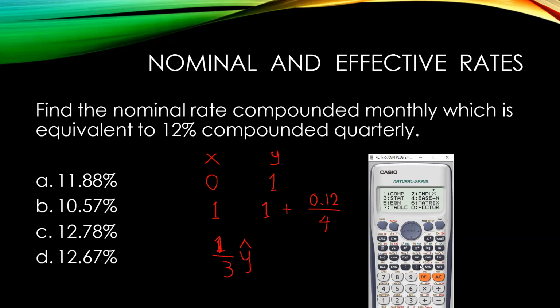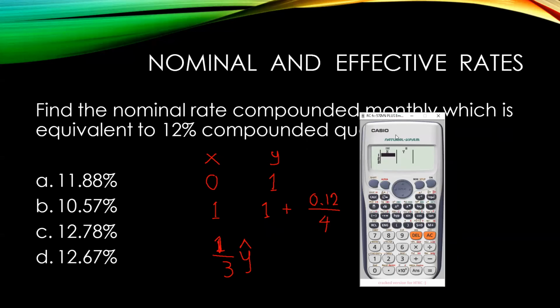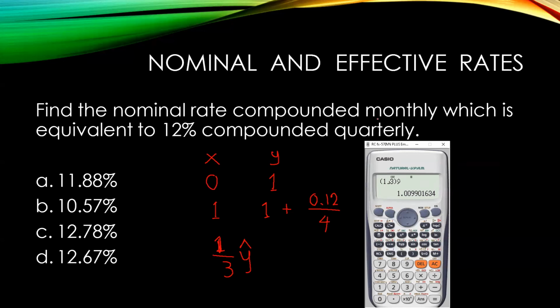Okay, so input natin yan. No, mode 3, 6. Input natin dito. So we have 0, 1. Next is 1. 1 plus 0.12 over 4. Then, nahanap natin is yung 1/3 y hat. Okay? So, times din natin ito ng 12 kasi yung hinahanap niya is monthly.